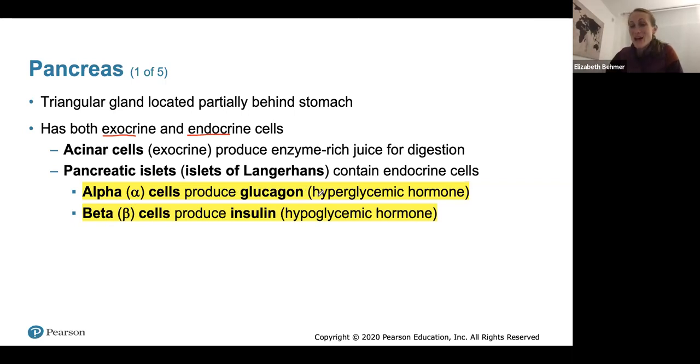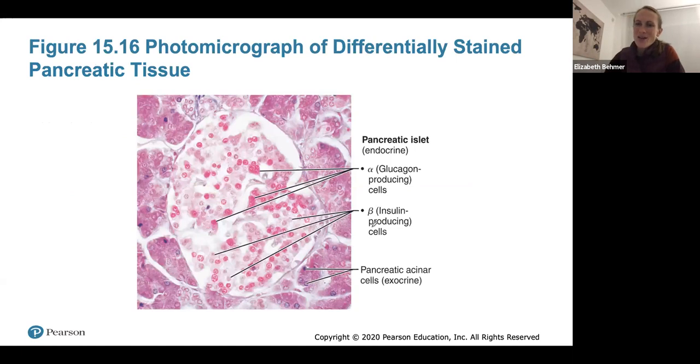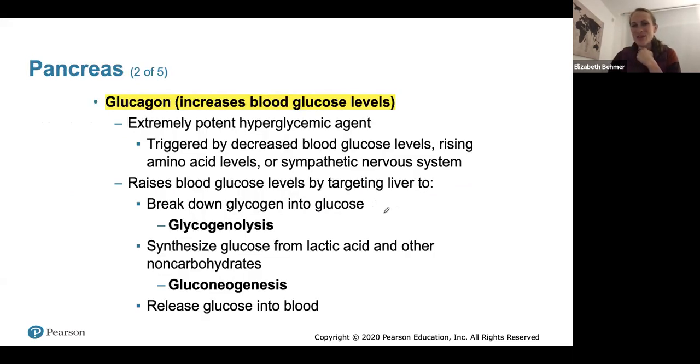Glucagon is the hyperglycemic hormone. That means that it increases blood glucose levels. And insulin is the hypoglycemic hormone. Insulin decreases blood glucose levels. So here are the alpha and beta cells and what they each produce. Alpha produces glucagon, beta cells in the pancreas produce insulin. Glucagon increases blood glucose levels.